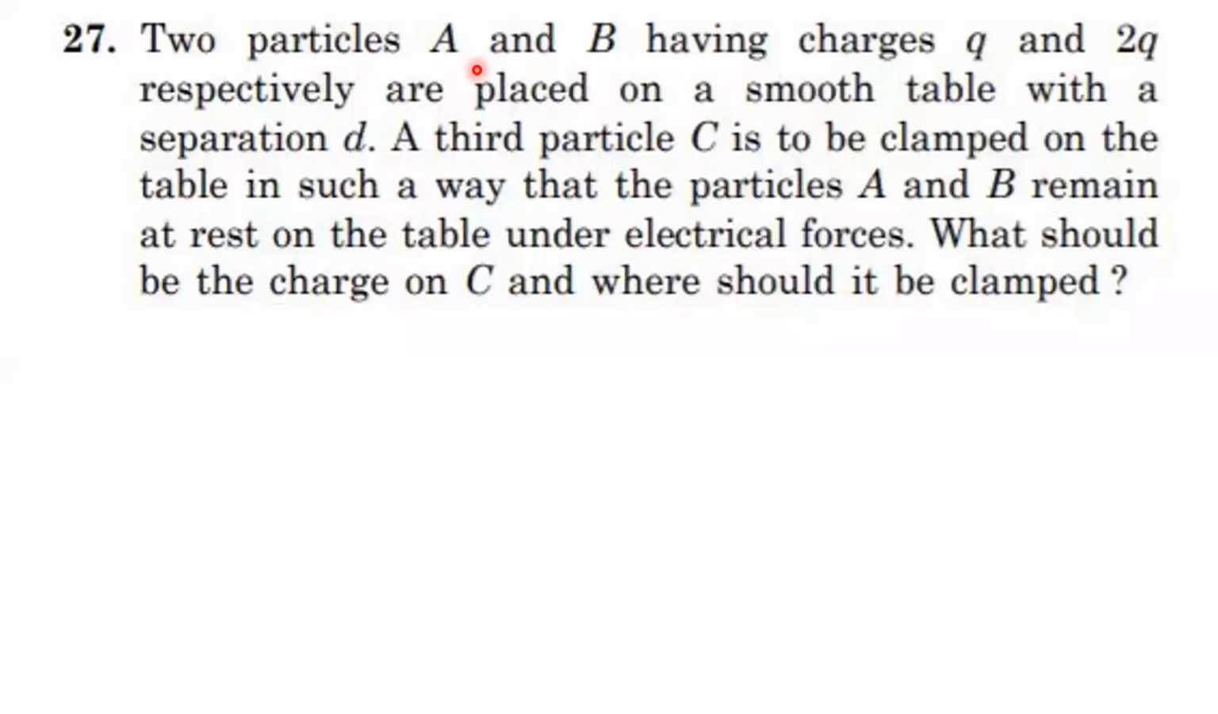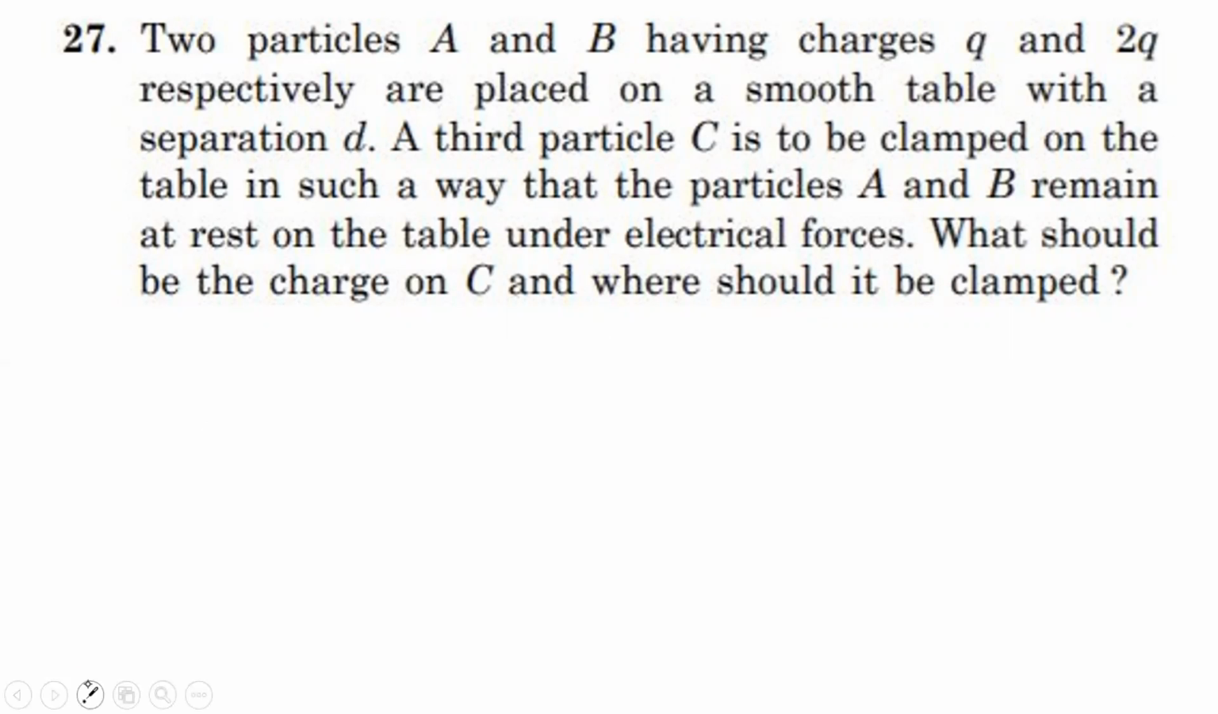Two particles A and B having charge q and 2q respectively are placed on a smooth table with a separation d. A third particle C is to be clamped on the table in such a way that the particles A and B remain at rest on the table under electrical force. What should be the charge on C and where should it be clamped?